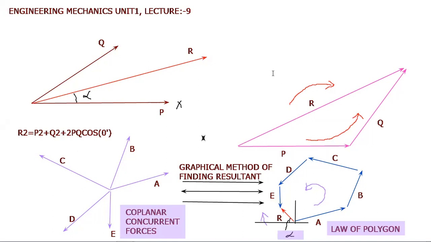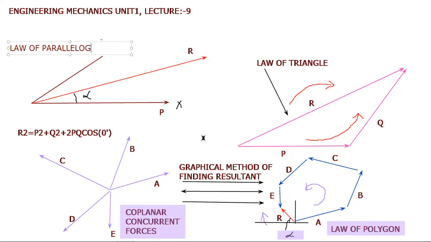And in the law of triangle also we are able to find the resultant. The law of polygon is derived from the law of triangle. So this is nothing but your law of triangle. We have derived this from the law of triangle. This is your law of triangle. And this one is your law of parallelogram.